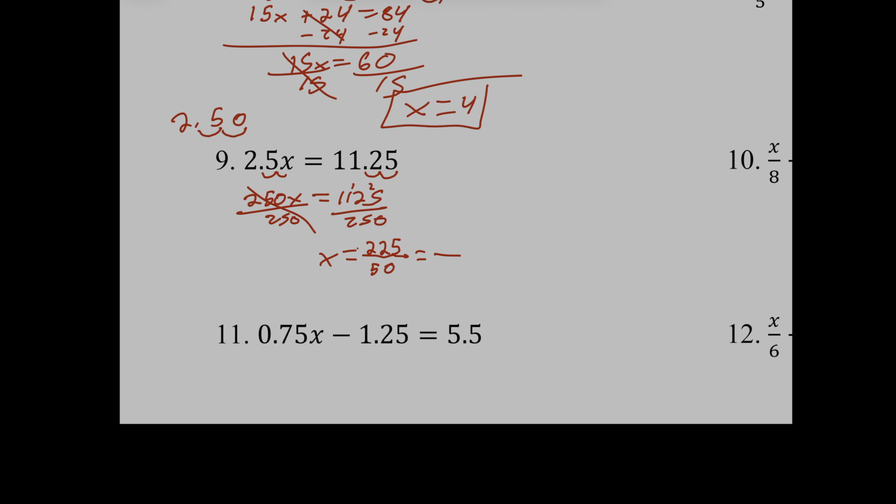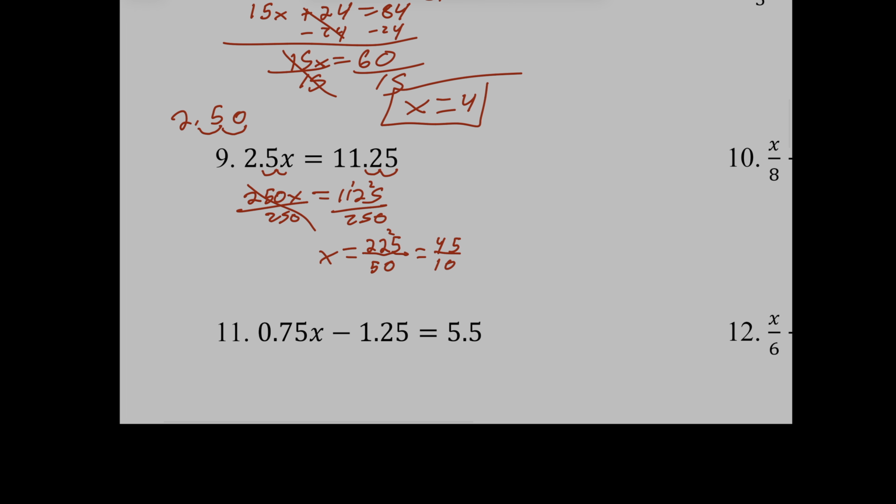Okay, how many times will 5 go into 22? 4 times with 2 left over. How many times will 5 go into 25? 5 times. How many times will 5 go into 50? 10 times. Let's do another 5. How many times will 5 go into 45? 9. 10 twice. Boom. I had to reduce a fraction.